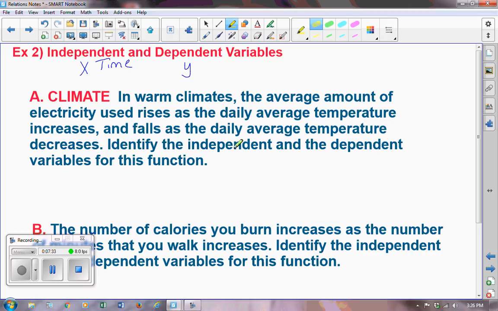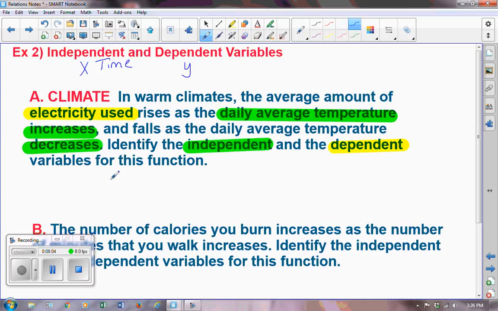So identify the independent and the dependent variables. What is changing? The electricity use is changing, and it changes with the temperature. So that means the electricity use is the dependent variable, and it depends upon the average daily temperature. As the average daily temperature increases or decreases, that is your independent variable.